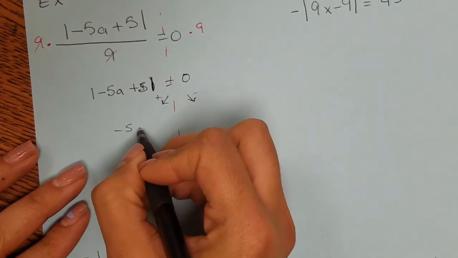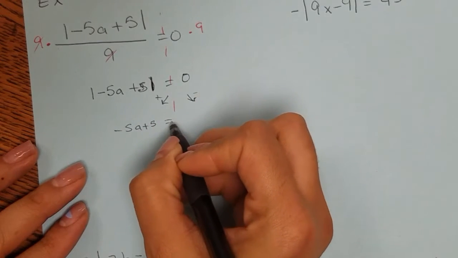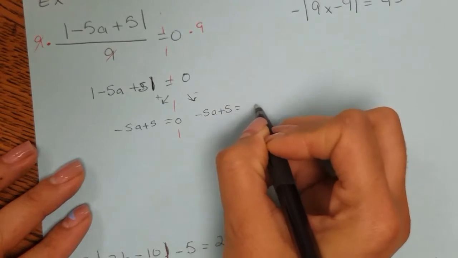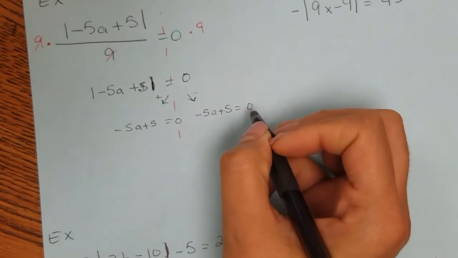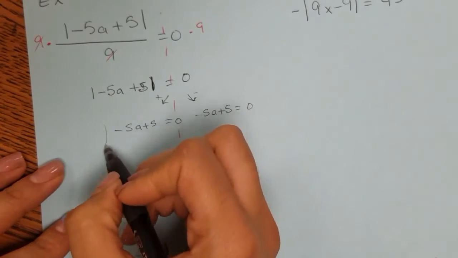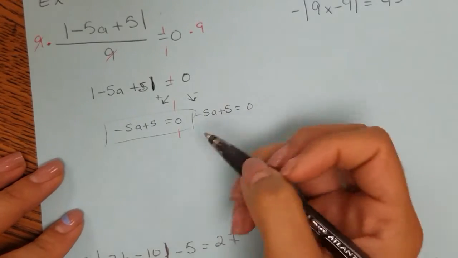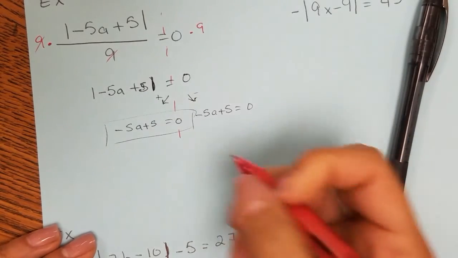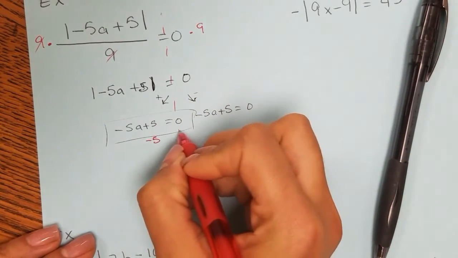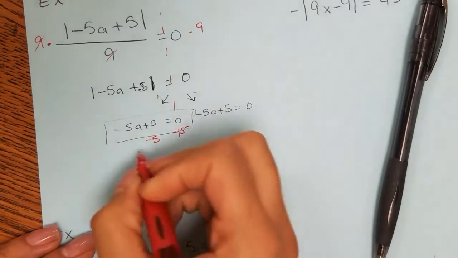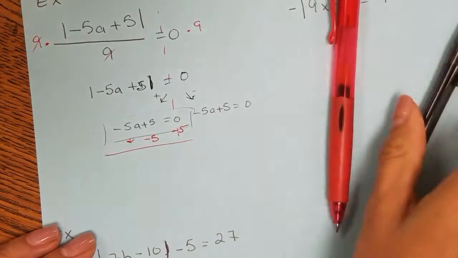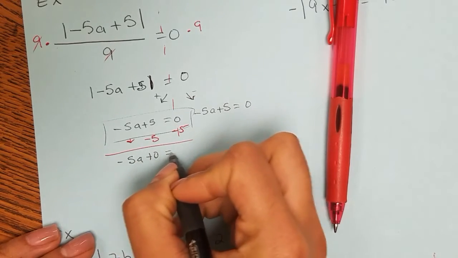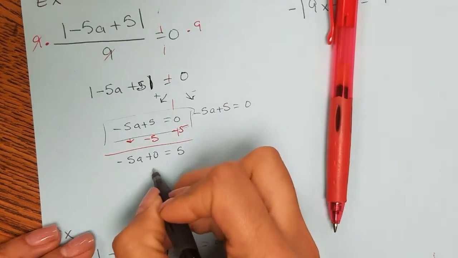You're going to have negative 5a plus 5 is equal to 0, or negative 5a plus 5 is equal to negative 0, but it doesn't really matter. So we're only going to solve one equation, because you're going to get the same answer either way. So to solve this, minus 5 on each side, that's going to come down. Negative 5a plus 0 is equal to negative 5.